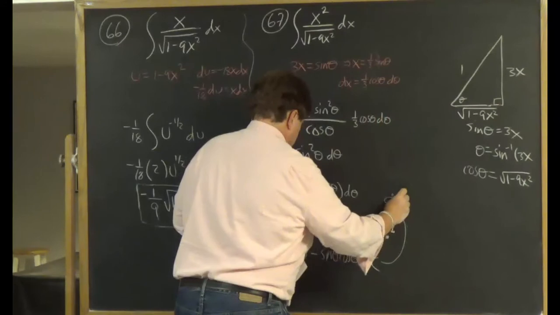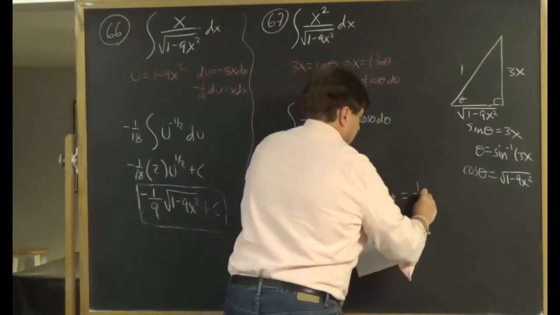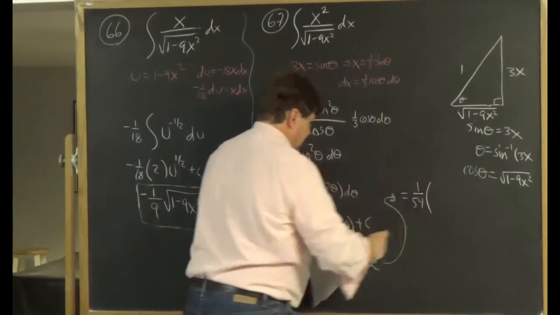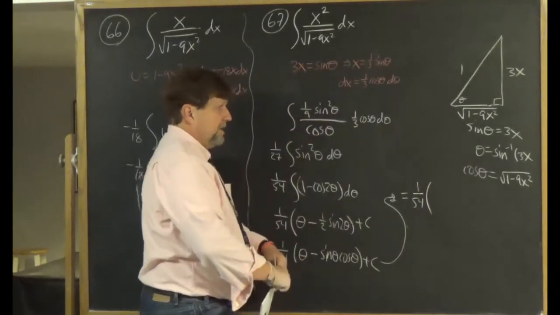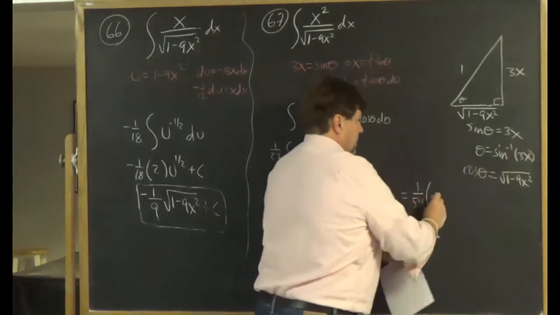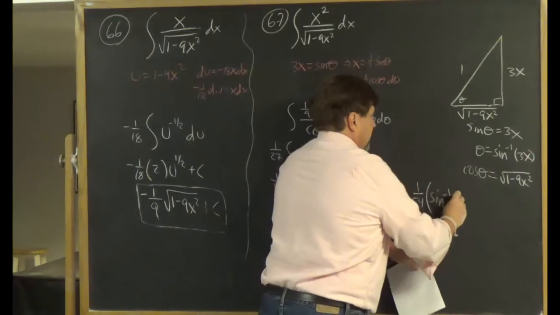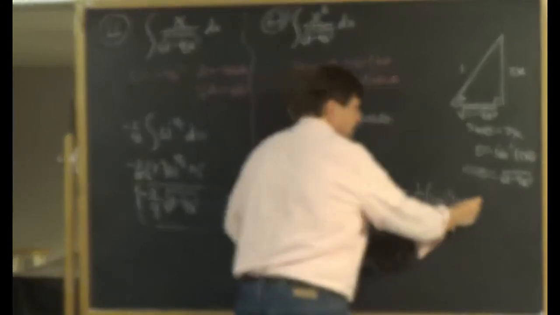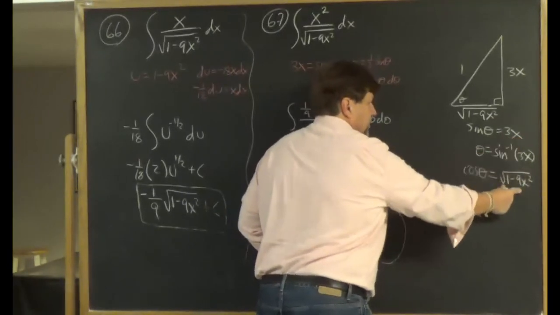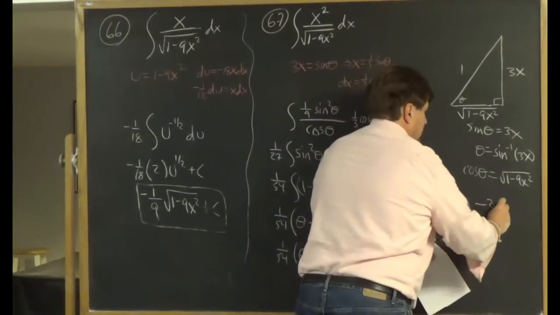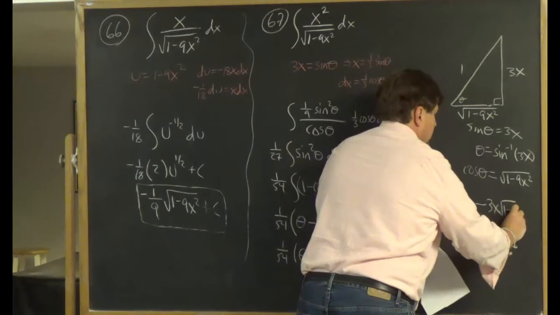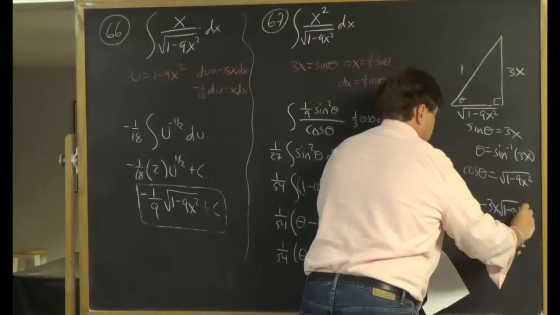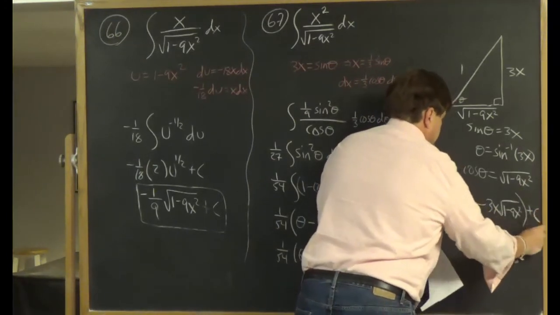So I get 1/54th theta, which is inverse sine of 3x, minus sine theta cosine theta, plus c.